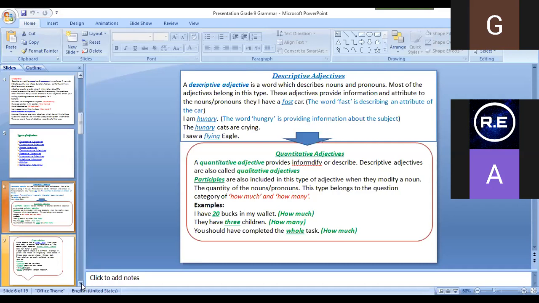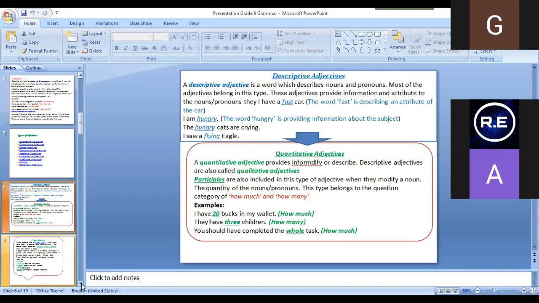We move on to the quantitative adjectives. What are quantitative adjectives? Again, they're the ones who tell me how much. They answer the question of how much or how many. If you remember earlier when we said I earned more money than he did, yes? So how much more? That's when I use quantitative adjectives to exactly tell you how much more I have. So if I say I have $20 in my wallet, that tells you how much I have. I have 3 children. It tells you how many I have. Yes?